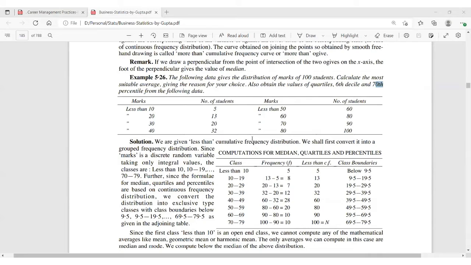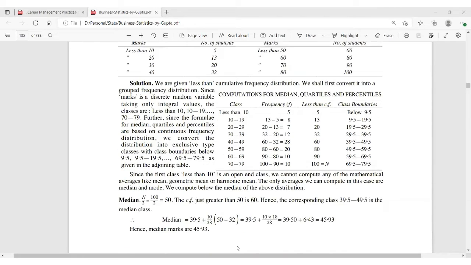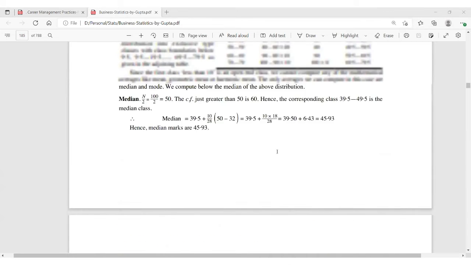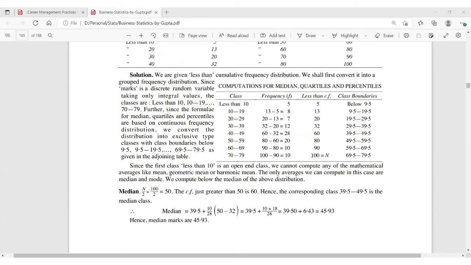Yes, done. हो गया बेटा? Yes, sir. Okay, see. First of all, quartile. See the first quartile, n by 4. Total is 100. 100 by 4. That is 25. See the value which is just greater than 25, equal to or greater than. That is 32. Right?